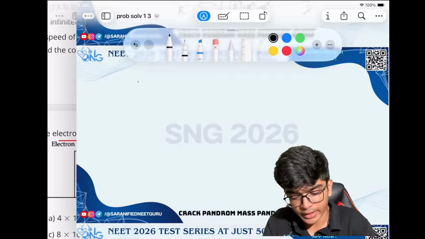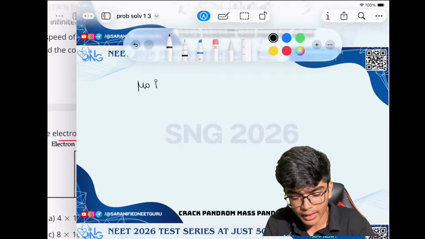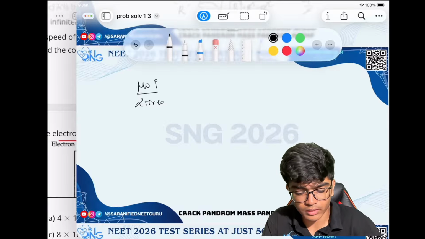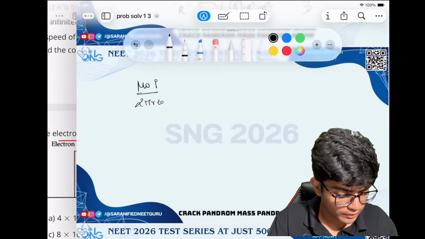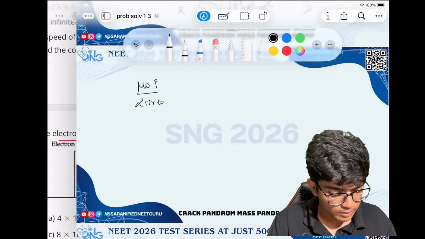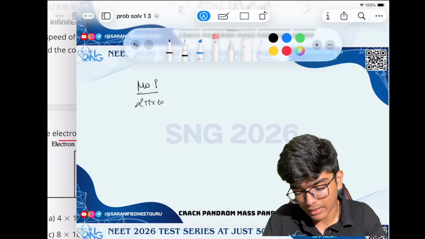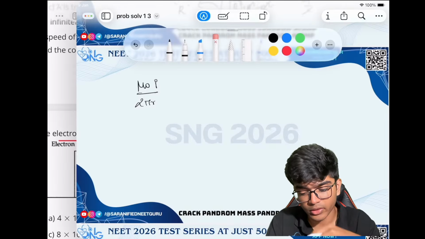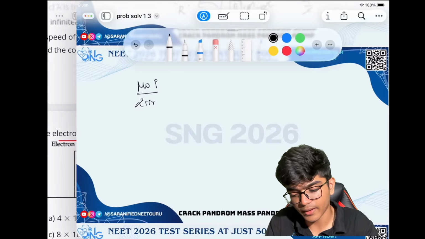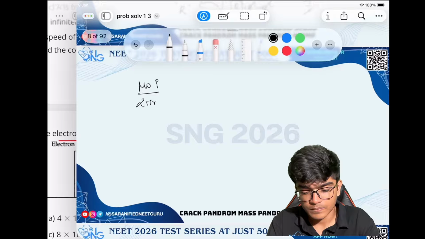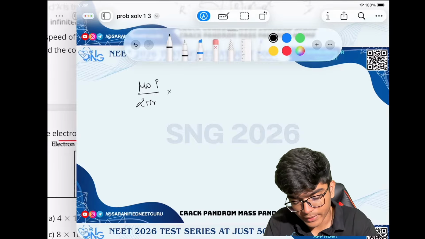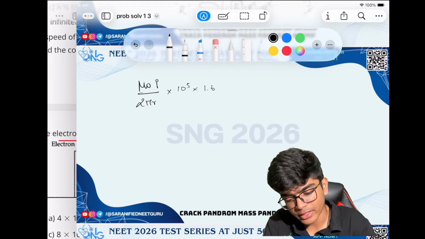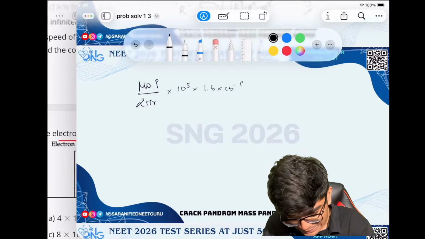B is nothing but, for an infinitely straight current carrying conductor, mu naught I by 2 pi r. Not epsilon naught, that comes for electricity. Epsilon naught is for electricity. So mu naught I by 2 pi r, into the velocity 10 power 5, into the electron charge 1.6 into 10 power minus 19 coulomb.